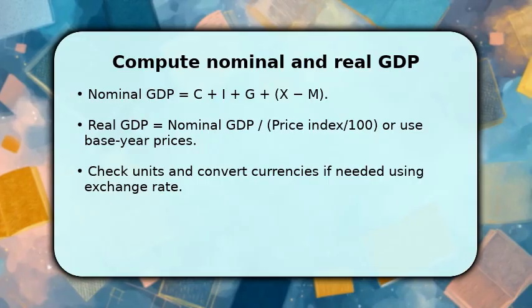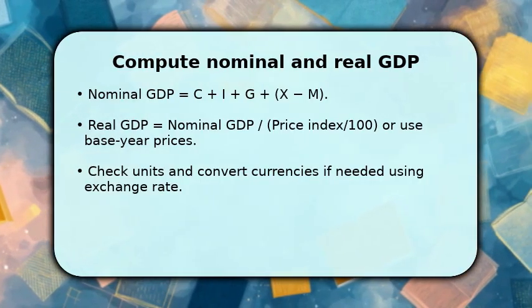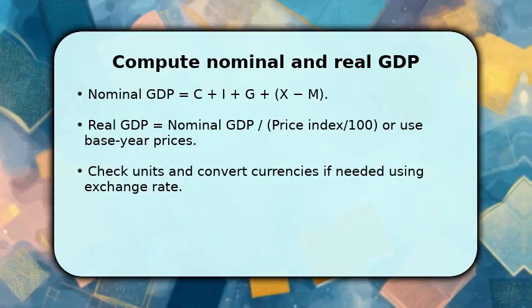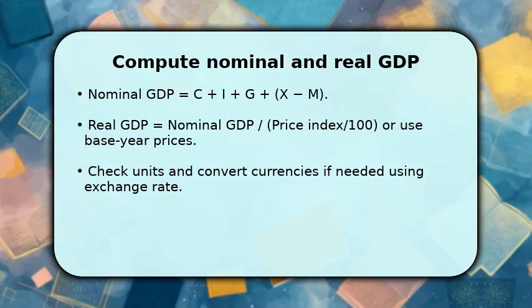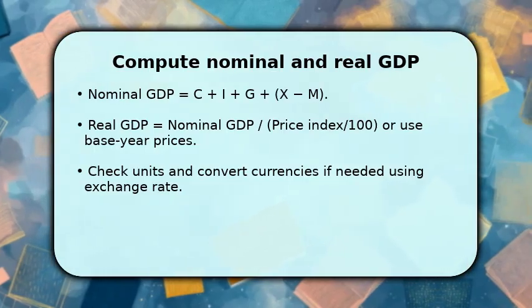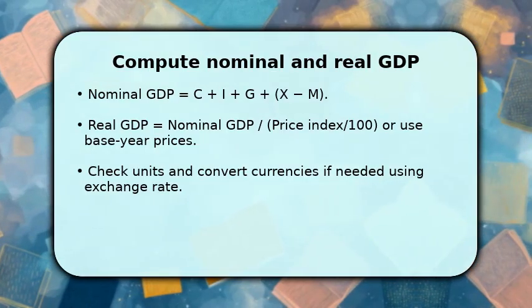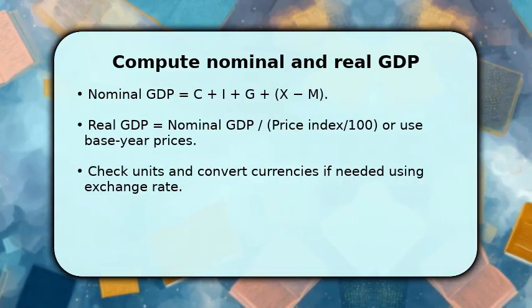Now calculate nominal GDP by summing consumption, investment, government spending, and net exports. C plus I plus G plus X minus M. After that, convert to real GDP by dividing nominal GDP by the price index, index/100, or by revaluing using base year prices. Make sure to adjust units and convert currency only if comparisons across countries are required.